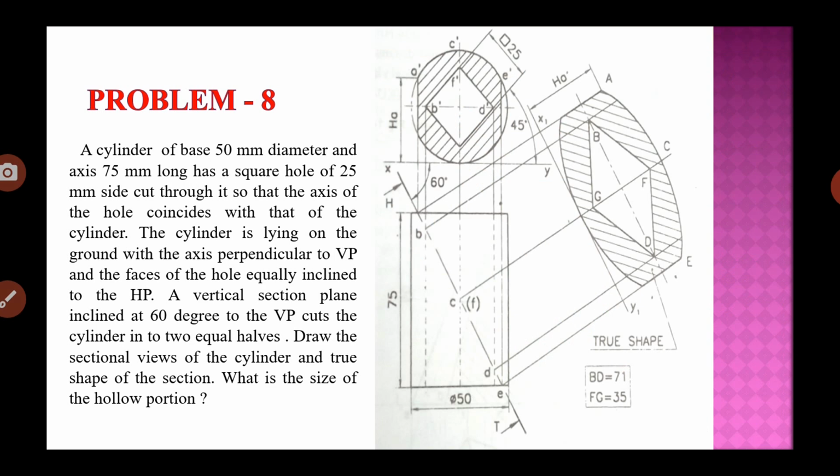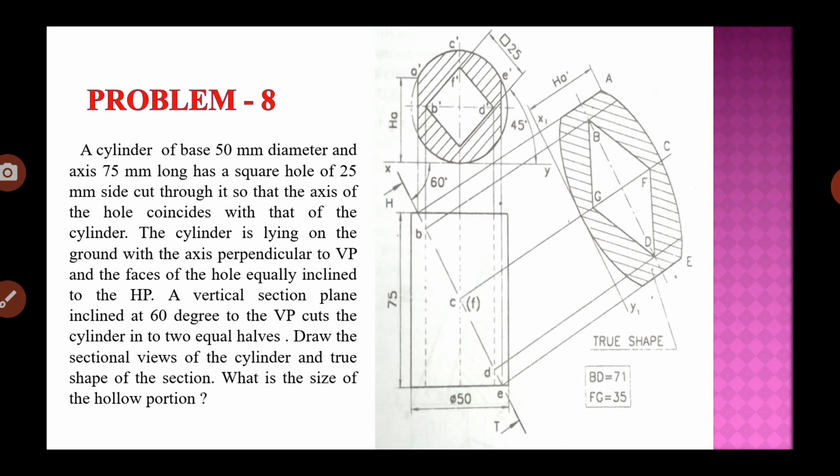Now its base is 50 mm diameter, so the diameter of the cylinder is 50, and the axis height is also given as 75 mm long, and it has a square hole of 25 mm side cut through it, so the axis of the hole coincides with that of the cylinder. So it's clearly said that you have to make a square hole.